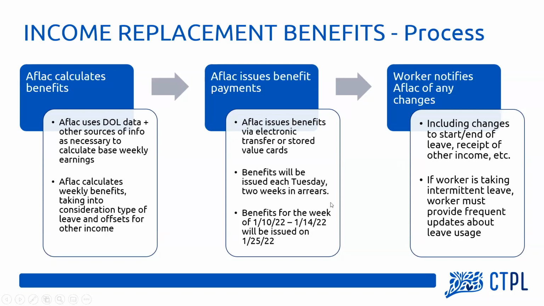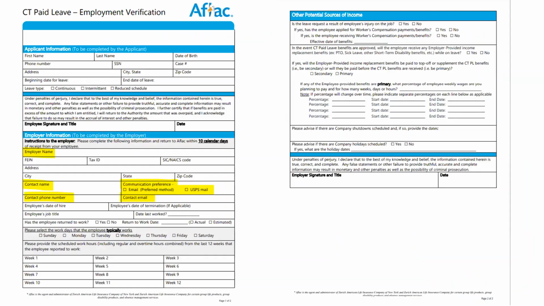If a worker is taking intermittent leave, they need to provide frequent updates about the leave usage, which means they would need to let AFLAC know. And of course, they would need to keep their employer up to date as far as any intermittent leave or schedule changes.